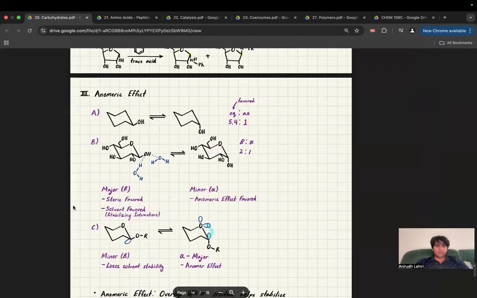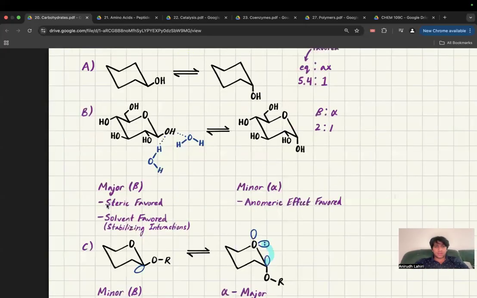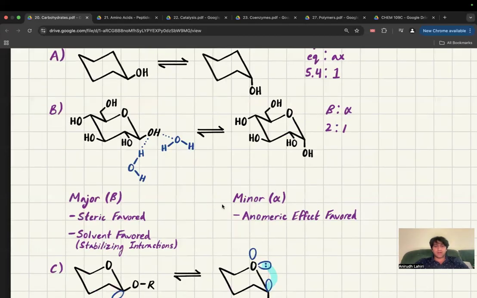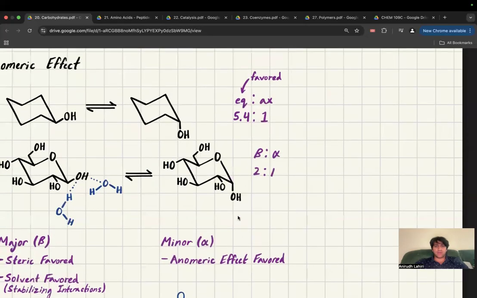Okay. The anomeric effect, right? Generally when we talk about equatorial versus axial, we prefer to have all of our groups in an equatorial position. But that is not precisely true when it comes to sugars. We have something called the anomeric effect, which turns out to be such that oftentimes the sterically stable structure is not the most predominant structure, right? So if we see here the major structure being beta, its sterics are favored and it has favorable solvents, but for minor alpha, we get something called the anomeric effect that's actually favored here.